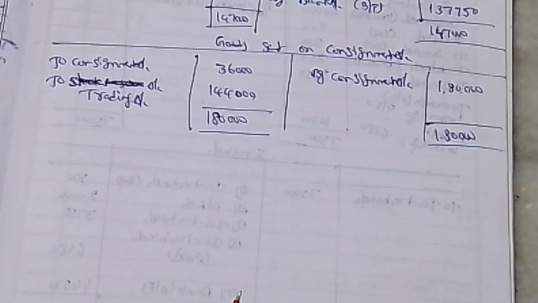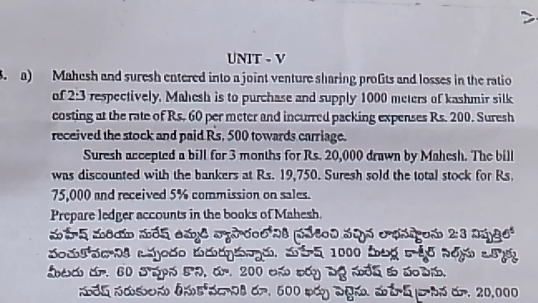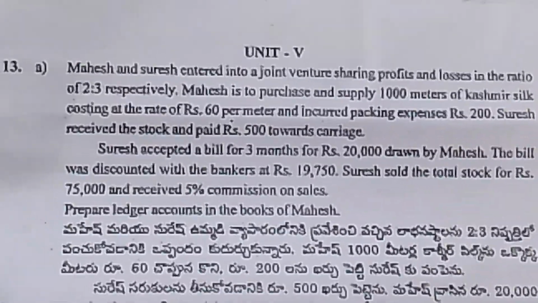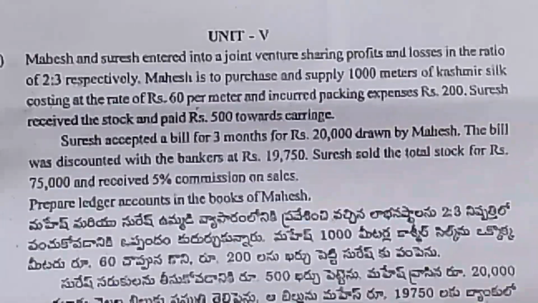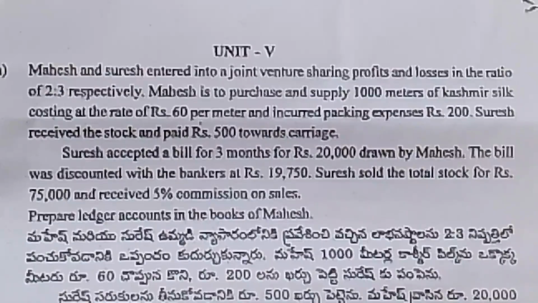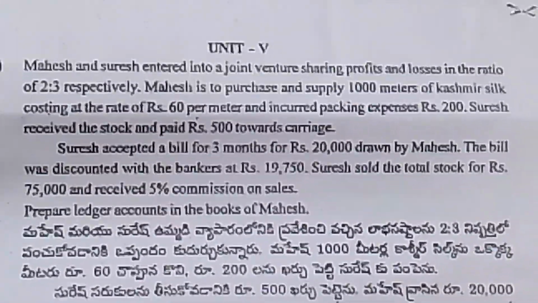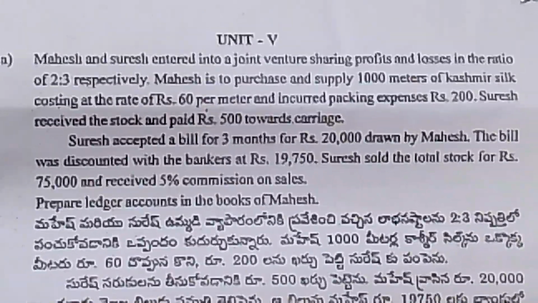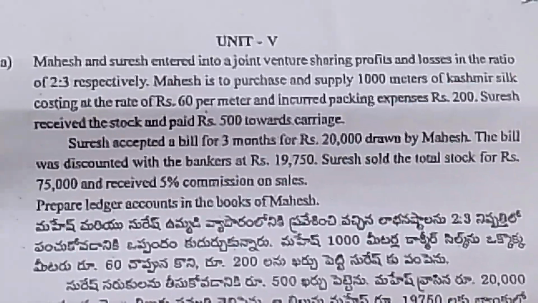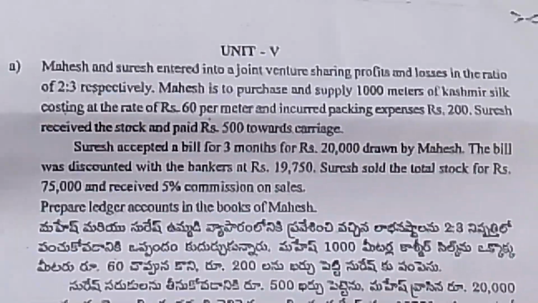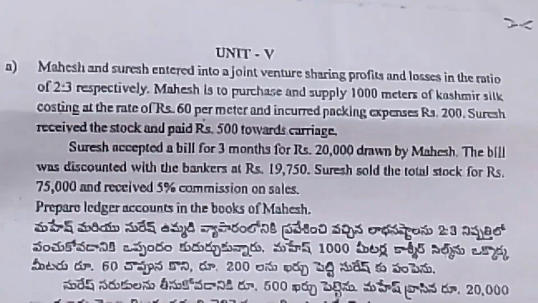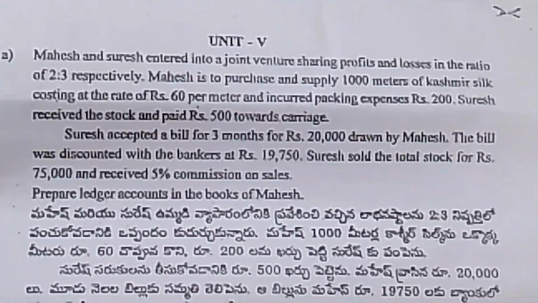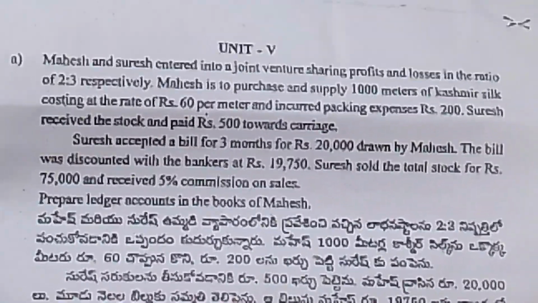So let us see the last unit, unit 5, joint venture. Let us see the joint venture problem which is given in the question paper. Mahesh and Suresh enter into a joint venture, sharing profit and losses in the ratio of 2:3 respectively. Mahesh purchased and supplied 1000 meters of Kashmiri silk costing 60 rupees, 1000 into 60, 60,000 rupees. Next, incurring packing expenses 200. Suresh received this stock and paid 500 rupees carriage. Suresh accepted the bill for 3 months, 20,000 rupees drawn by Mahesh. The bill is discounted with the banker for 19,750. Suresh sold that stock for 75,000 rupees and received commission 5% on sales. Prepare ledger accounts in the books of Mahesh.